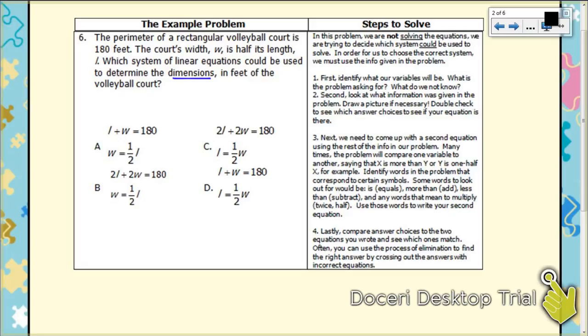Well, dimensions are length and width. So my variables are going to be L for length and W for width. So now we have our two variables identified. Now we've got to look at what information was given. Well, we were first given perimeter. And we know that the volleyball court is rectangular.